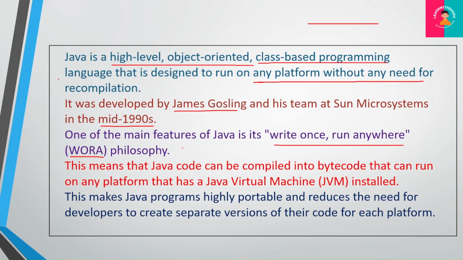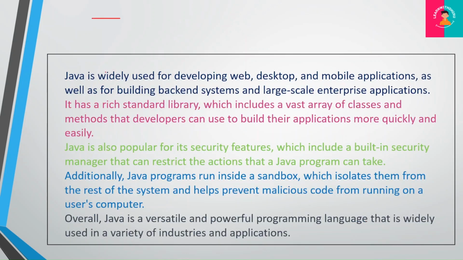This means that Java code can be compiled into bytecode and can run on any platform. Initially, when you write your Java program and it is converted into bytecode, it can run on any platform that has a Java Virtual Machine. The only requirement is that we have a JVM on our system. This makes Java highly portable and reduces the need for developers to create separate versions of their code for each platform.